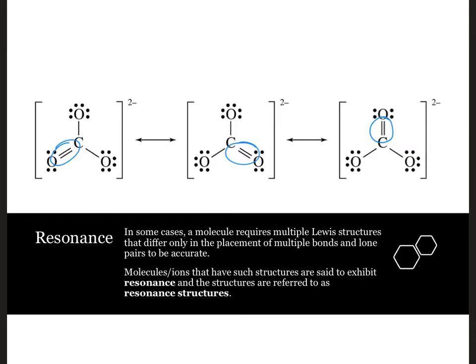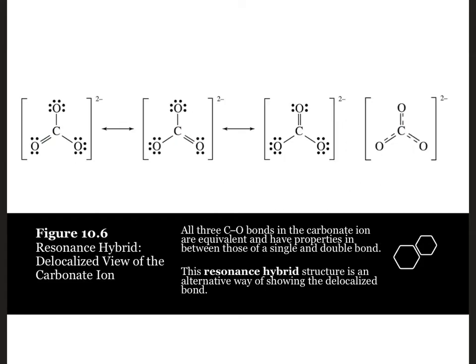The double bond is equally likely to be located between carbon and any one of the 3 oxygen atoms. In fact, the pair of electrons shown as the double bond is shared or spread out among all 3 locations. This is a delocalized bond and is designated as such by the double-headed arrows between the structures, or as a single resonance hybrid as shown on the far right. All 3 carbon-oxygen bonds in the carbonate ion are equivalent and have properties in between those of a single and double bond.